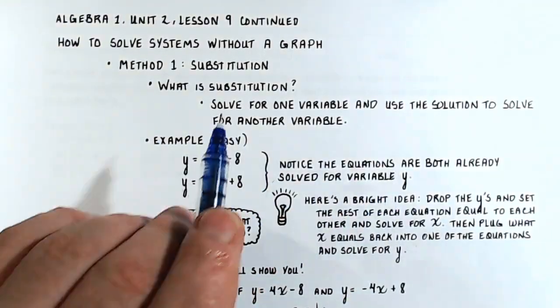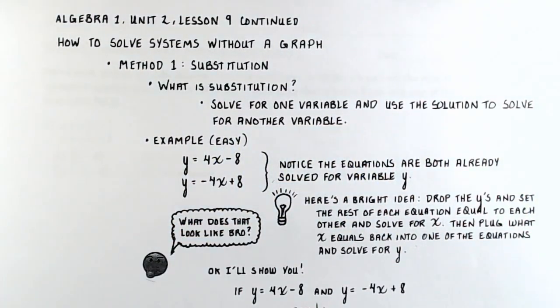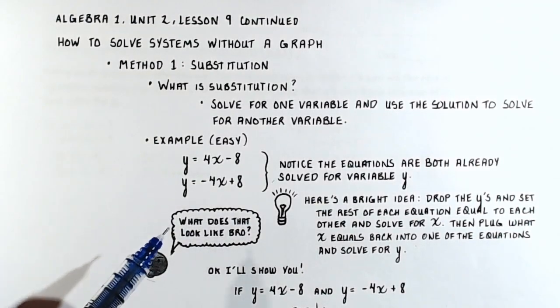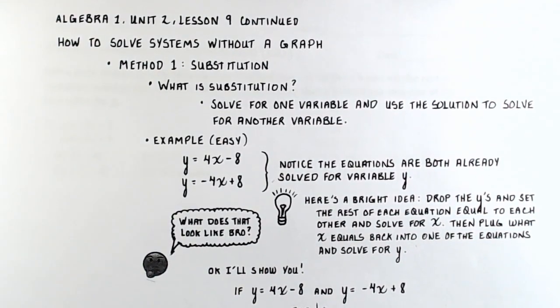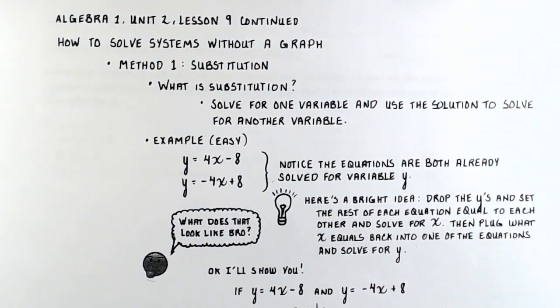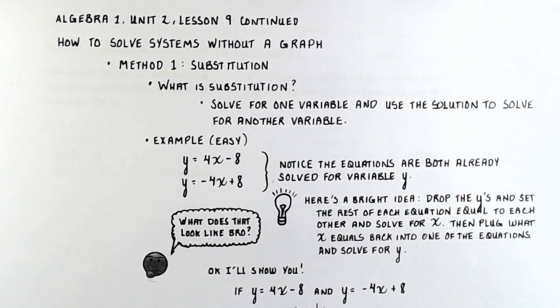Okay, solve for one variable and use the solution to solve for another variable. Just reading that doesn't make much sense. Let's do an example. Imagine you're given a system with 2 equations. Remember, a system has to consist of at least 2 equations. And the first equation reads y equals 4x minus 8. The second equation reads y equals negative 4x plus 8.